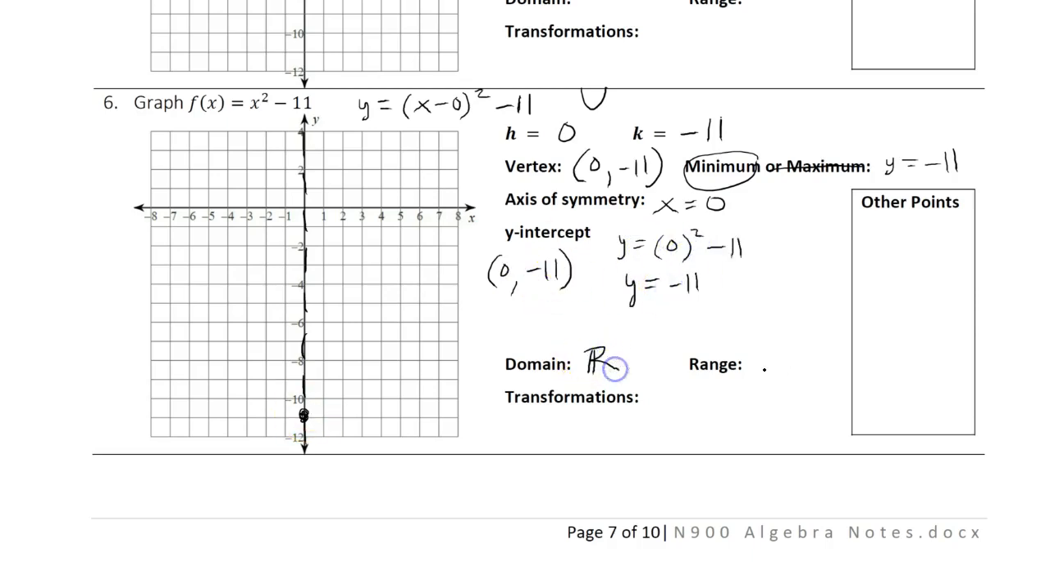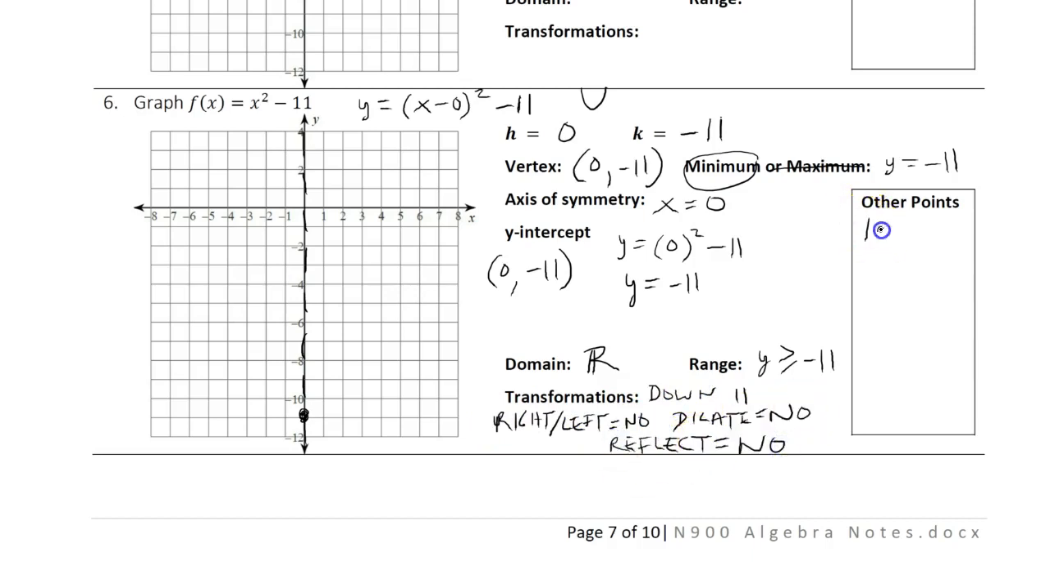The domain is all real numbers. The range is y is greater than or equal to -11. The transformations, there is only one, down 11. There is no other transformation. To find the other points, use our pattern. 1 times 1 is 1, over 1 and up 1. 1 times 4 is 4, over 2 and up 4. 1 times 9 is 9, over 3 and up 9. Draw a smooth curve.